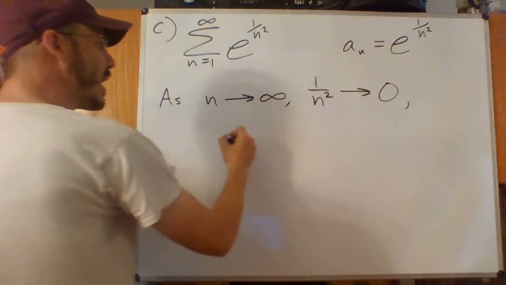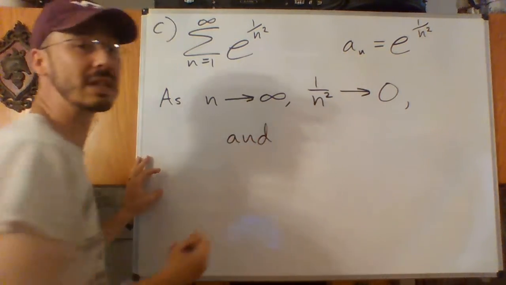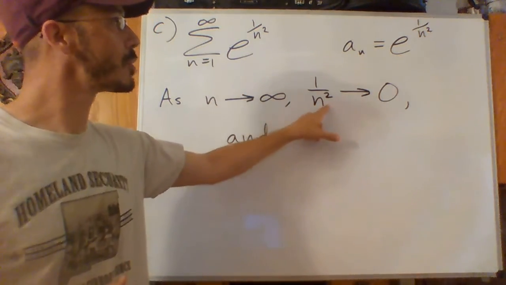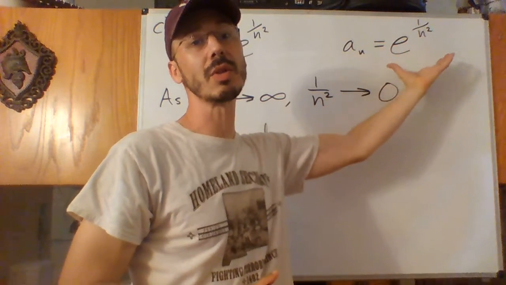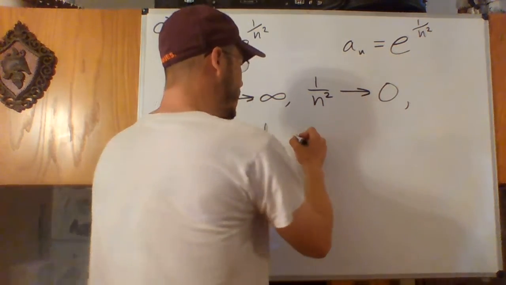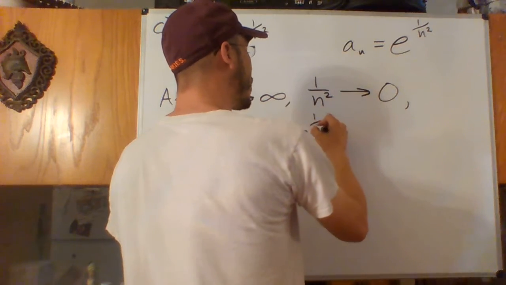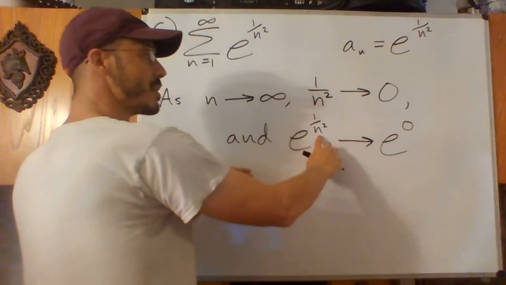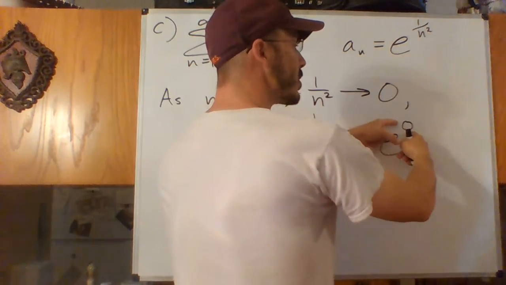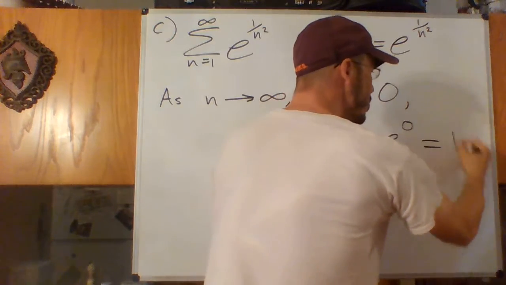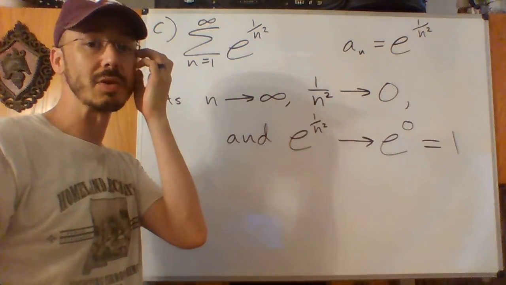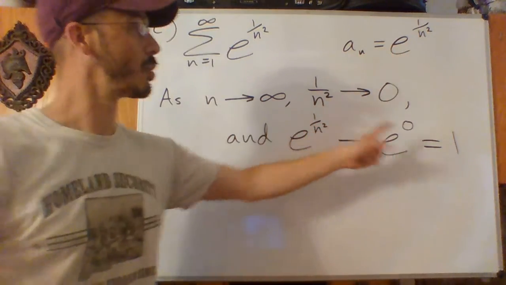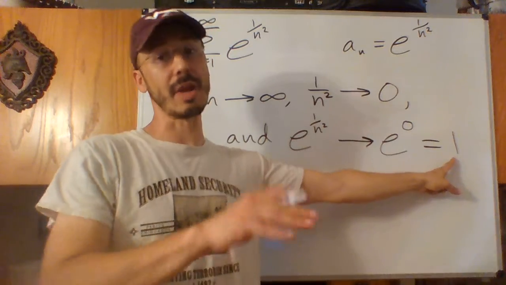All right? And I'm not using the limit notation because I'm writing so many different limits here, but if the exponent is going to 0, what's the whole expression going to? Well, e to the 1 over n squared is going to e to the 0, because the exponent is going to 0. Well, that's just 1. e to the 0 is 1. So the terms of my sequence here are approaching 1, they're not approaching 0.